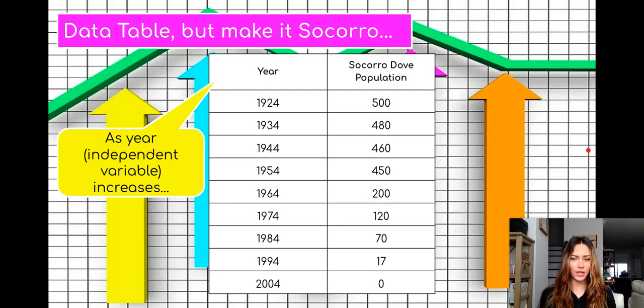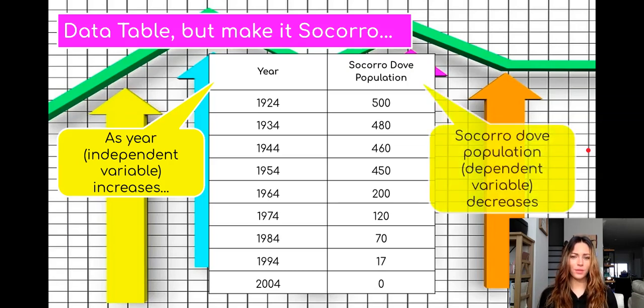So as I said, we want to think, what's happening to that independent variable? First, we can see that it is increasing. We then look over at my Socorro Dove population, and I can see very clearly that over time, it's gone from 500 to 0. So I can see that that dependent variable is actually decreasing. So a very clear way to explain what I can see is taking place in this data table is that as my year or my independent variable increases, the Socorro Dove population decreases.